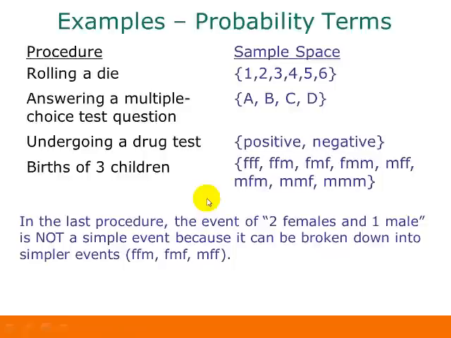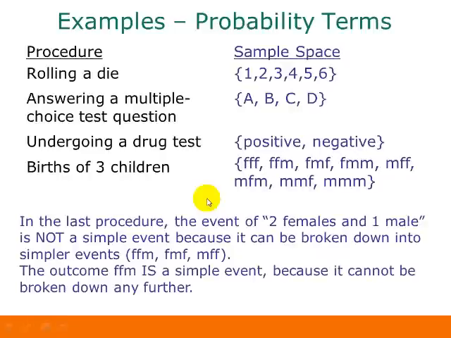Now, in that last procedure, the event of 2 females and 1 male is not a simple event because that could happen in 3 different orders. So it could be broken down into 3 simpler events. So either the 2 females came first and the male came last, or the male was in the middle, or the male was first. So there are 3 different possible ways that we could get 2 female children and 1 male child. Now the outcome female, female, male is a simple event because it can't be broken down any further.